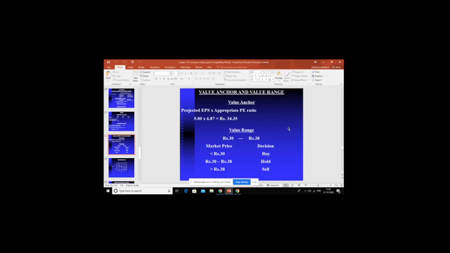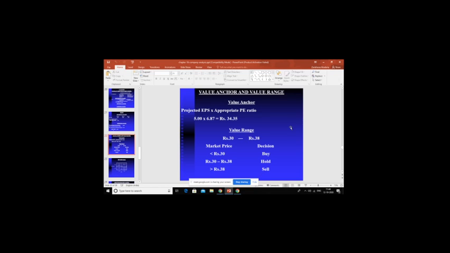And this is value anchor. Anchor meaning standard. So this is projected EPS and appropriate PE ratio. Again, this is based on projection, but when we talk about anchor, you can find out the standard of the industry or the standard of some relevant company, like two competitors.